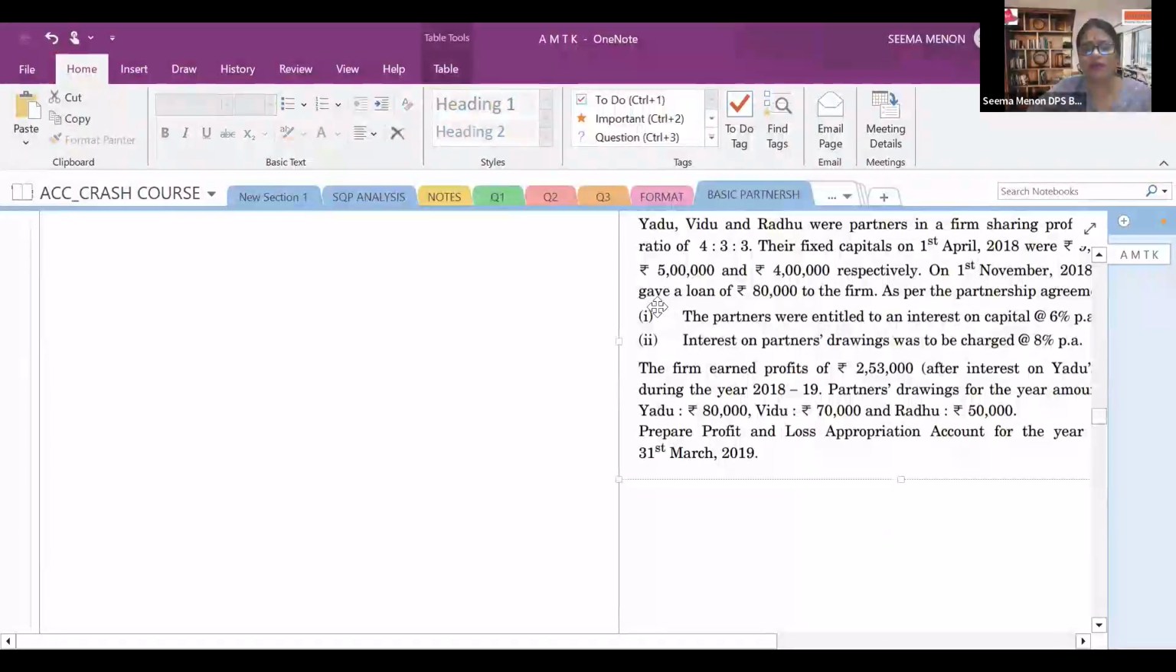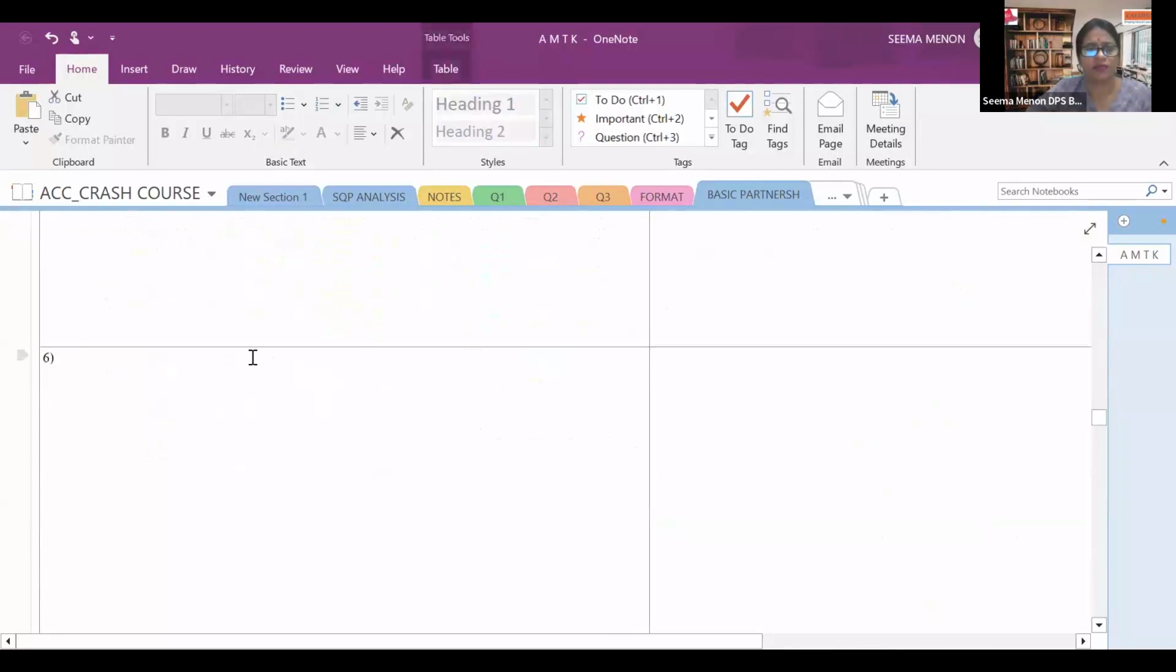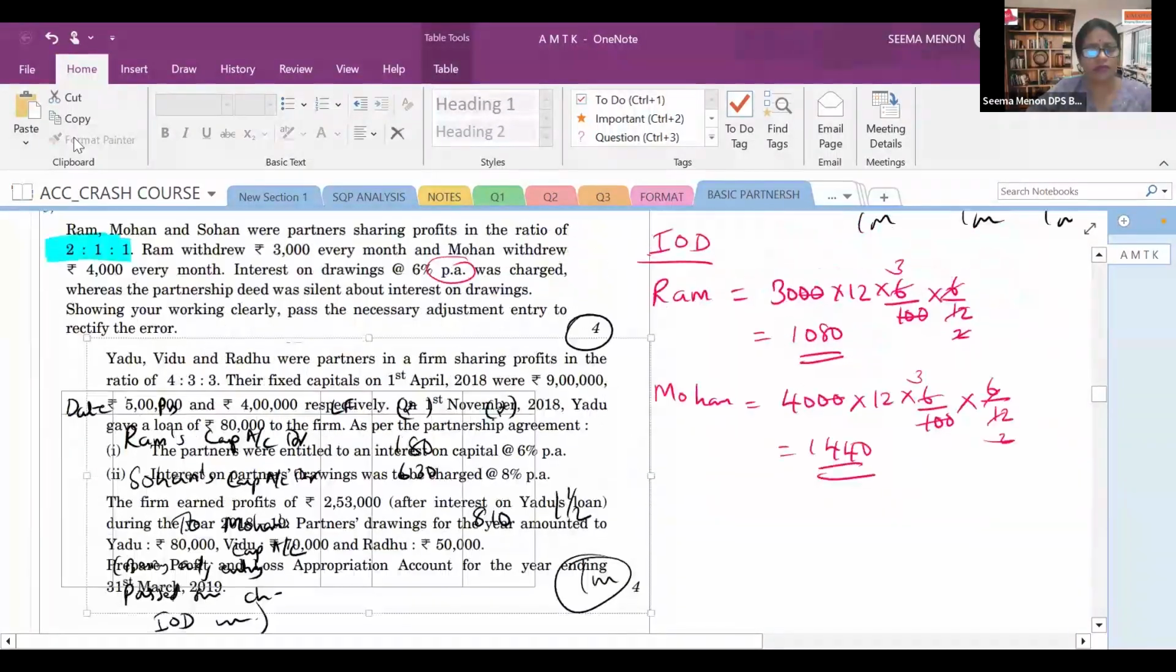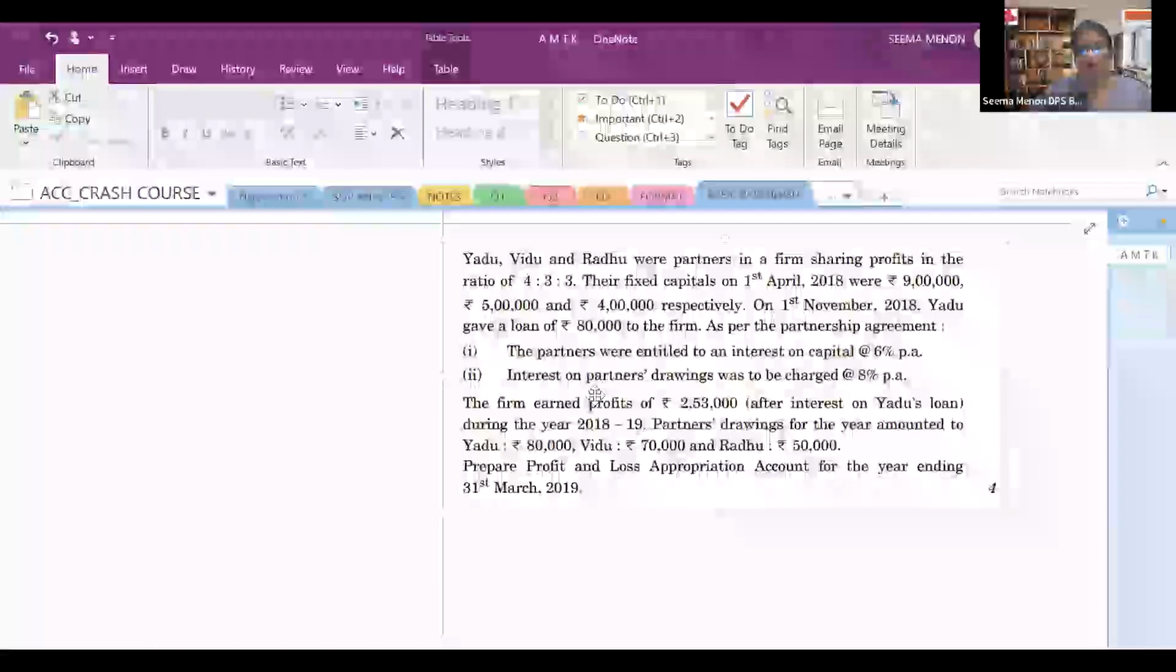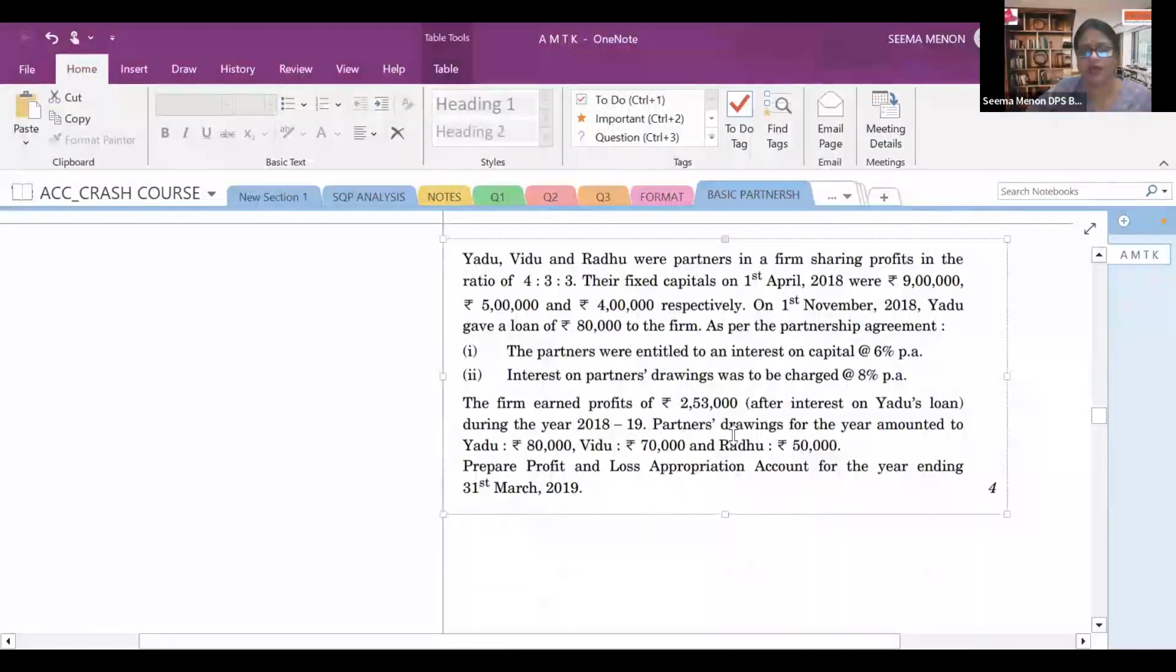Next, we are moving ahead with the question. Let's see the question. What is given in the question? Yadu, Vidu, and Radhu were partners in a firm, sharing profits in the ratio 4:3:3.